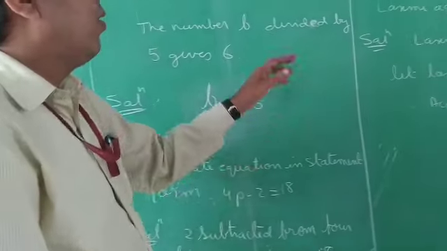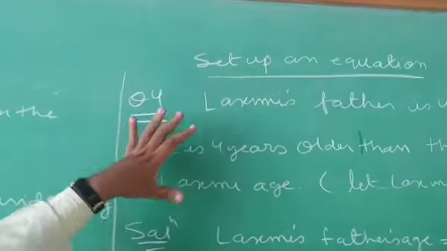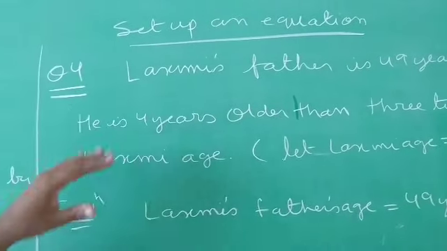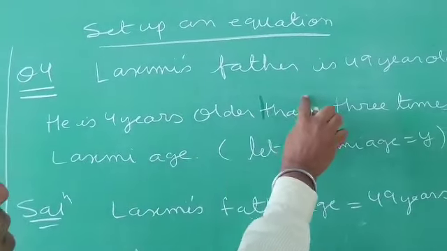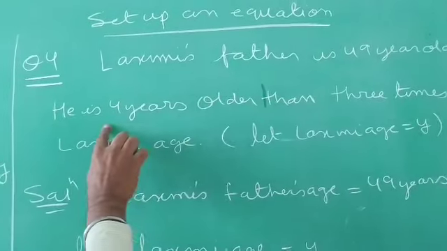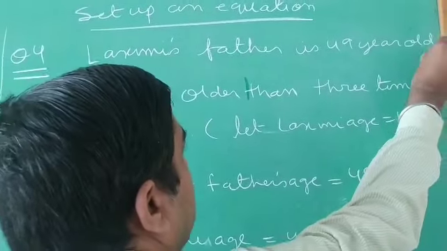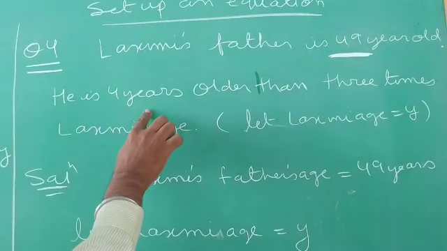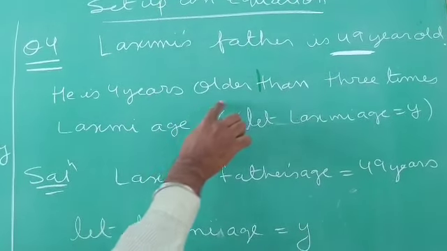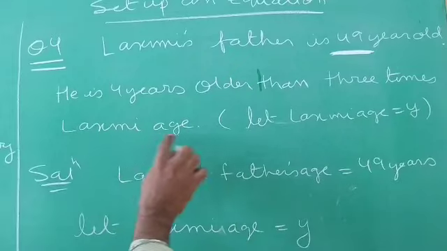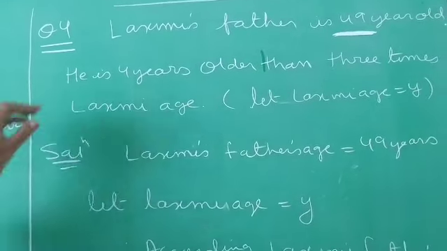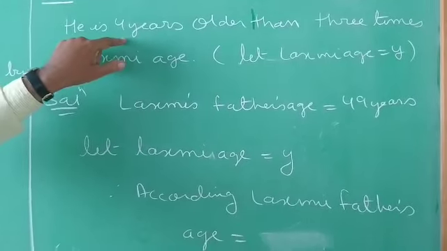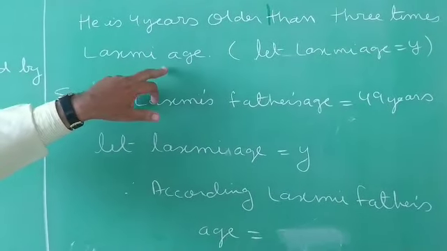Next now, question number 4. Now here you have to set up an equation. You can see the question is given here. Lakshmi's father's age is 49 years. What is the age of Lakshmi's father? 49. Let he is 4 years older than 3 times Lakshmi's age. Now he means with reference to the father. So he is 4 years older than 3 times Lakshmi's age.